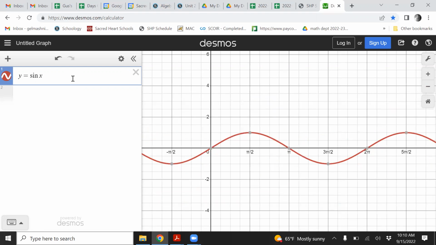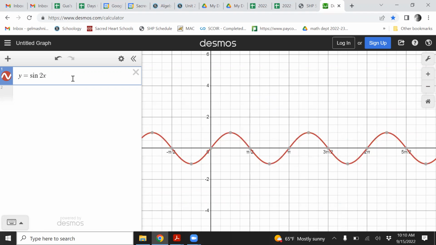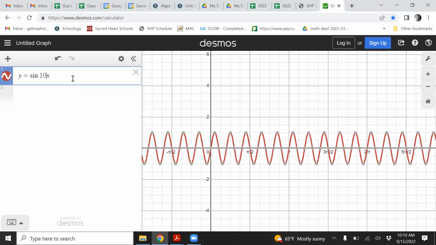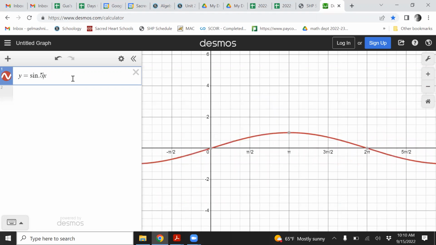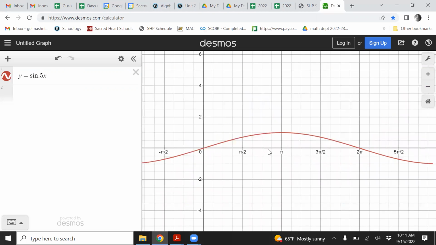What if I put a 2 out here? More frequent. Yeah, exactly. The frequency gets higher, or 4, or 10. But if I do 0.5, the wavelength gets longer. So the period is longer for sure.